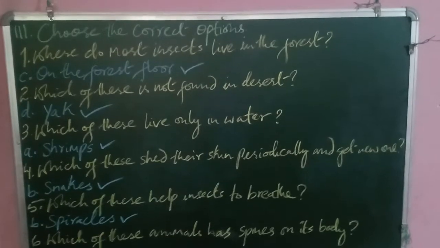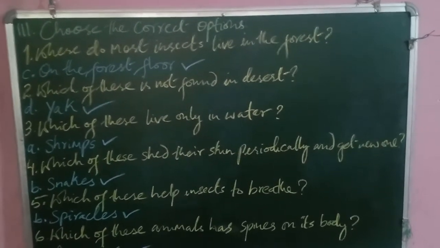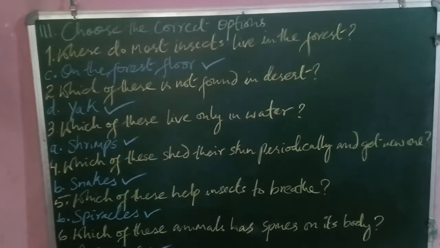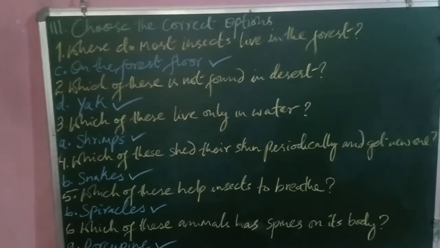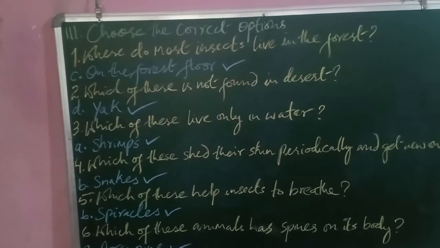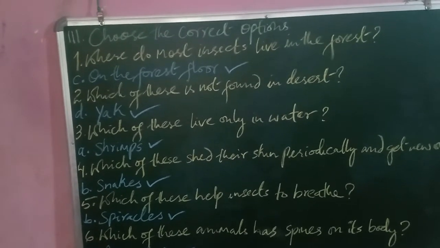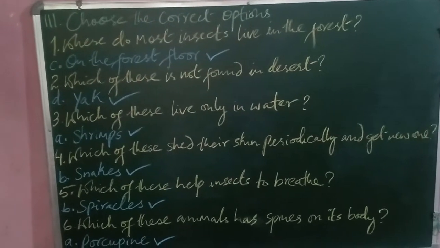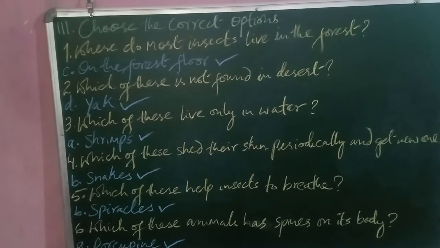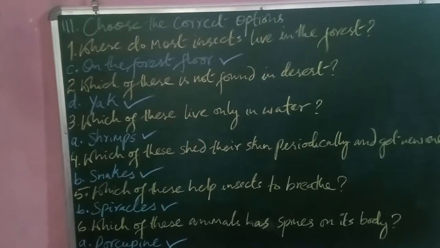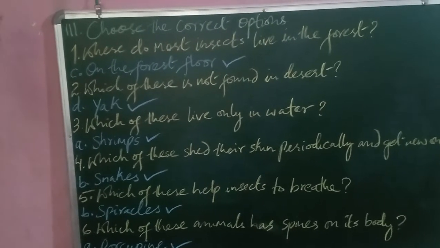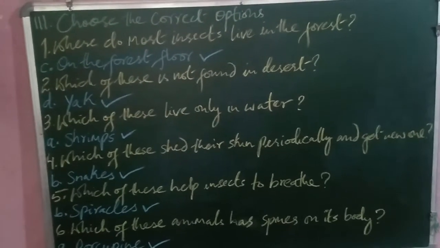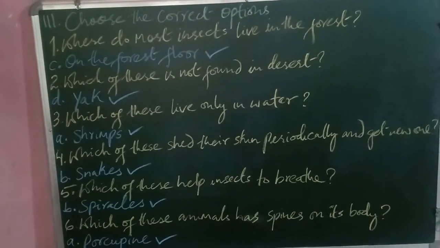Moving on. So after this we have the next question, which is choose the correct option. So the first question we have is, where do most insects live in the forest? And your options are on trees, in the air, on the forest floor, or all of this. So the correct option is option C, on the forest floor. Question number 2, which of these is not found in the desert? So we have options like camel, rattlesnake, ground squirrel, and yak. So the right answer is option D, yak, which is not found in the desert.